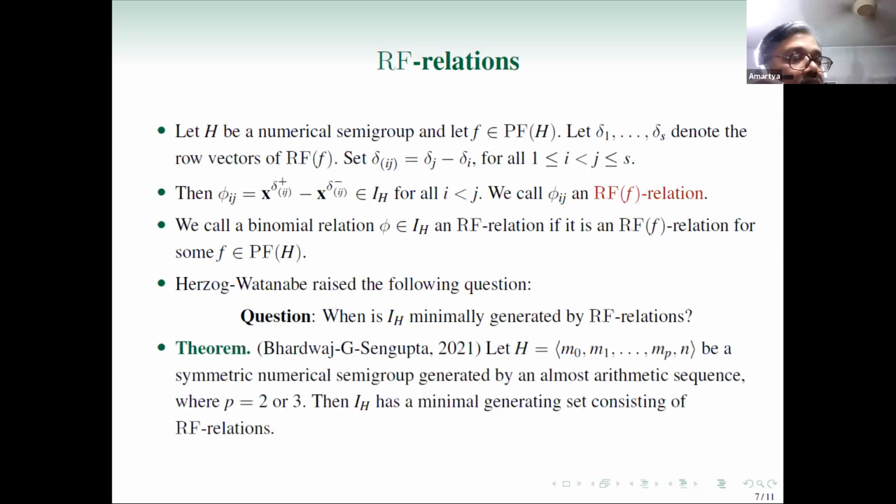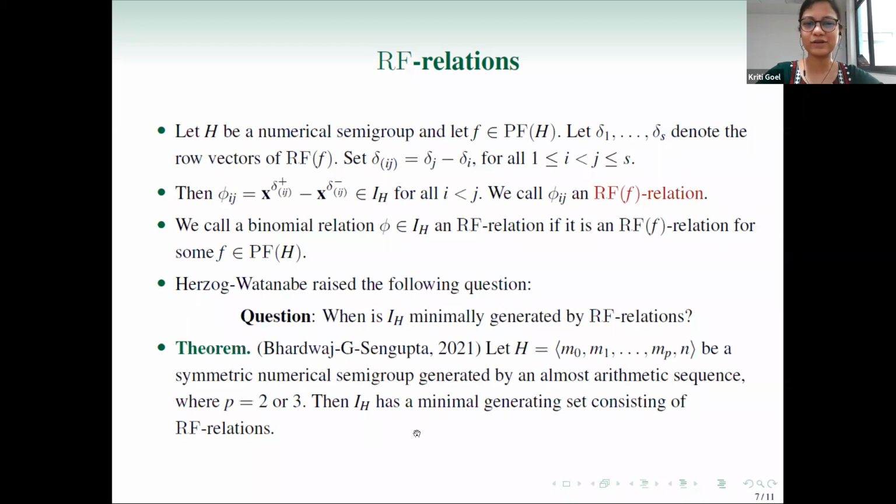So the way we answer it is the following. The setup is, again, we come back to numerical semigroups generated by an almost arithmetic sequence, but now we restrict ourselves to the condition of the semigroup being symmetric. And we also impose the condition that embedding dimension is either 4 or 5. So under this setup, we were able to prove, using the information from the row-factorization matrices, that the defining ideal has a minimal generating set which consists of RF relations. So in embedding dimension 4 or 5, under the condition of symmetry, we were able to prove that for this class, the question indeed has an affirmative answer.